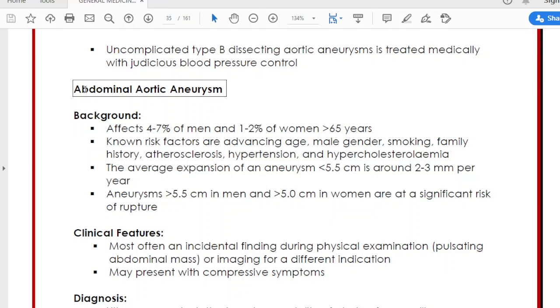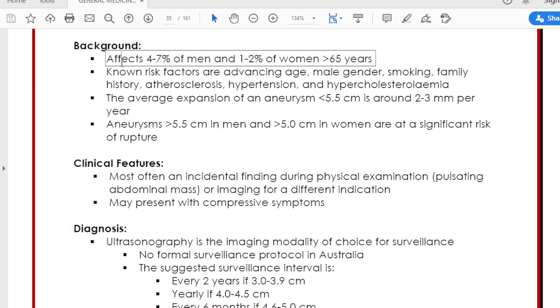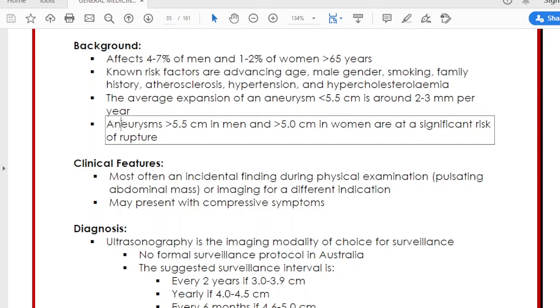Abdominal aortic aneurysm. Background. Affects 4 to 7% of men and 1 to 2% of women older than 65 years. Known risk factors are advancing age, male gender, smoking, family history, atherosclerosis, hypertension, and hypercholesterolemia. The average expansion of an aneurysm less than 5.5 cm is around 2 to 3 mm per year. Aneurysms greater than 5.5 cm in men and greater than 5.0 cm in women are at a significant risk of rupture.